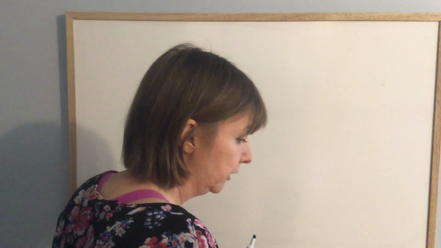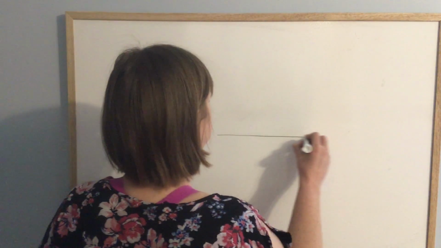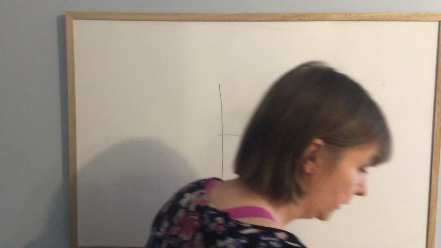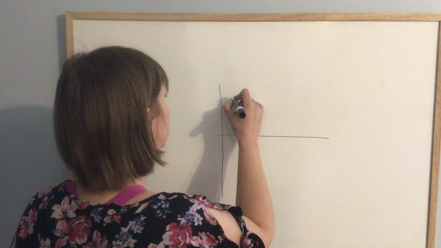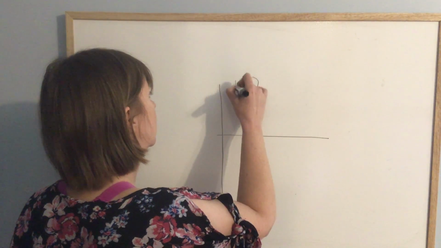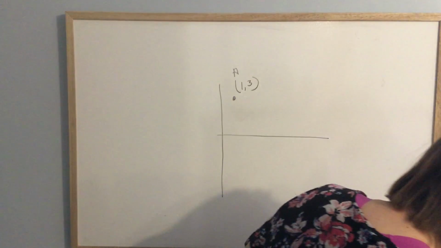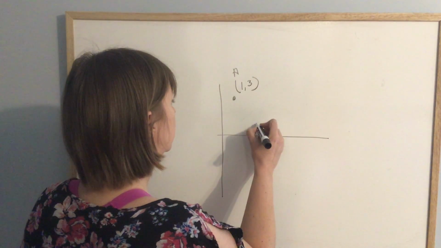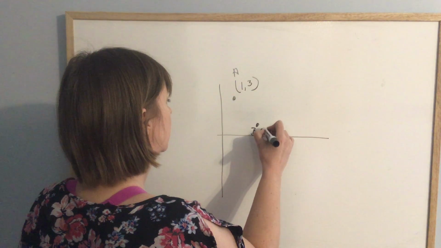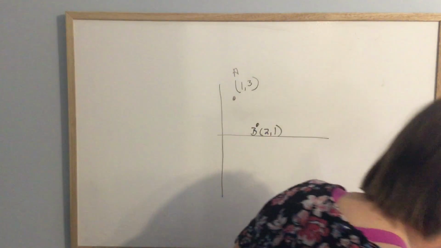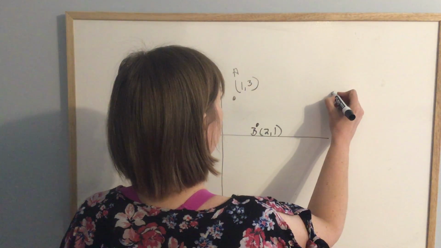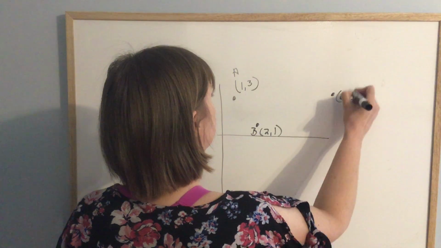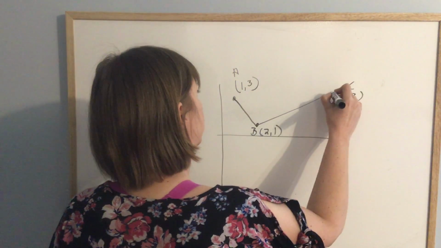Number 12. Point A is at 1 and 3. Point B is at 2 and 1. And point C is at 6 and 3. So it's like way over here somewhere. So here I have my triangle.